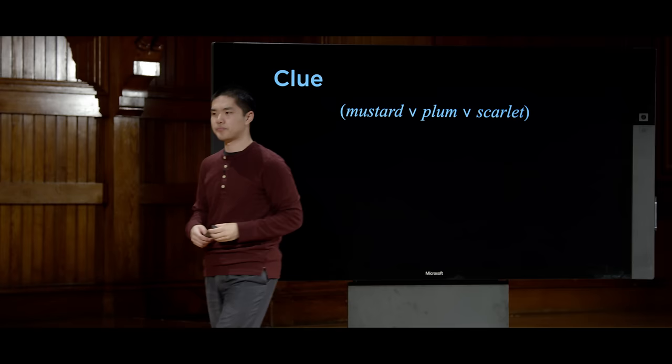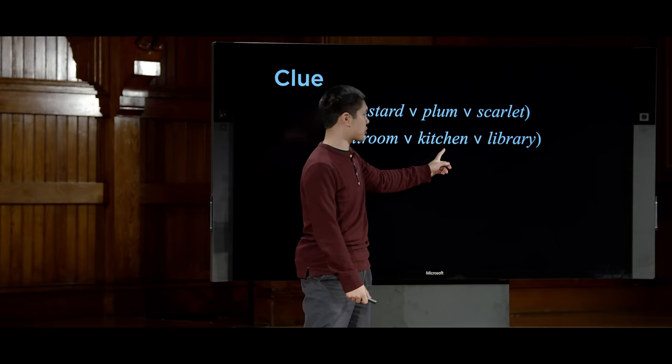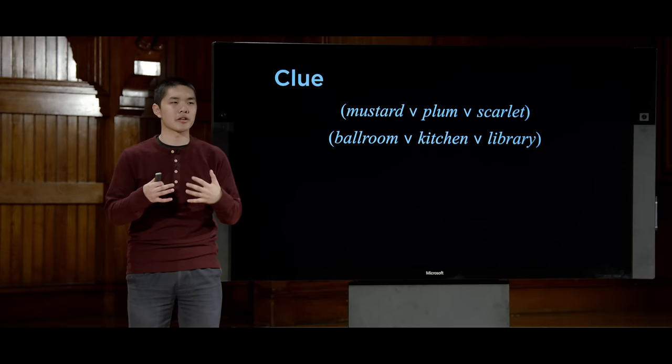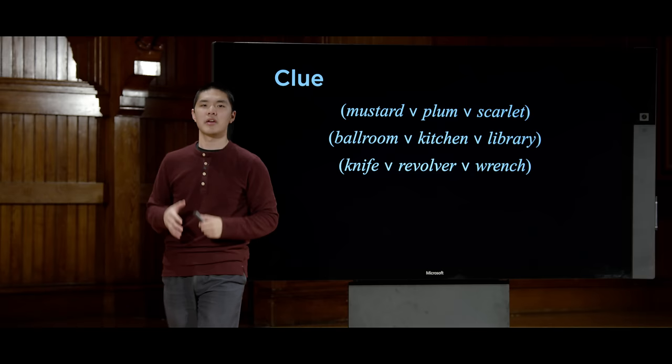What other information do we know? Well, we know that, for example, one of the rooms must have been the room in the envelope, that the crime was committed either in the ballroom or the kitchen or the library. Again, right now we don't know which, but this is knowledge we know at the outset, knowledge that one of these three must be inside the envelope. And likewise, we can say the same thing about the weapon, that it was either the knife or the revolver or the wrench, that one of those weapons must have been the weapon of choice and therefore the weapon in the envelope.